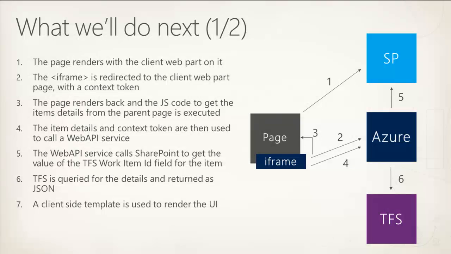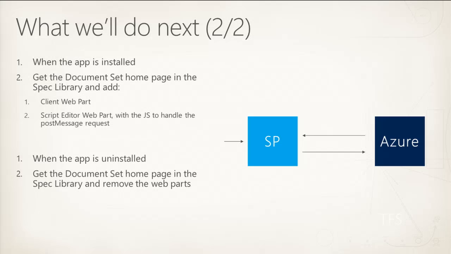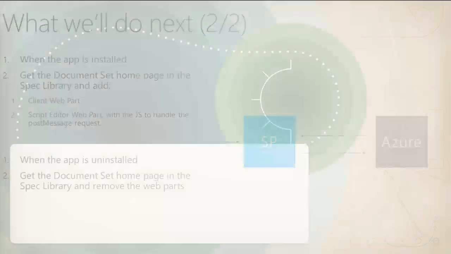If you look at this diagram, this is probably the kind of diagram that you've looked at when you think about client-side solutions. You've never been able to do something as complex as this with a sandbox web part, mainly because it was self-contained and you couldn't call anything different. In the app model, because this lives in your own server, you get to pretty much do whatever you want. The other thing we're going to do is, when the app is installed, we're going to grab the documents homepage and insert those web parts as the app is installed, and then remove them as the app is uninstalled.